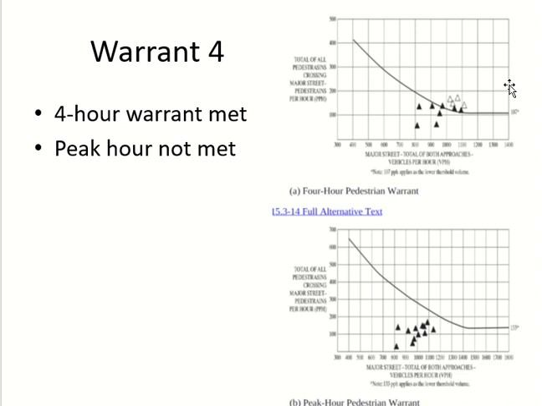Warrant 5 was peak hour pedestrian volume. We have a different graph, but again you do the same thing. You plot 12 points. Now you need how many points? Only 1, but all of them are below the curve. So this warrant not met.